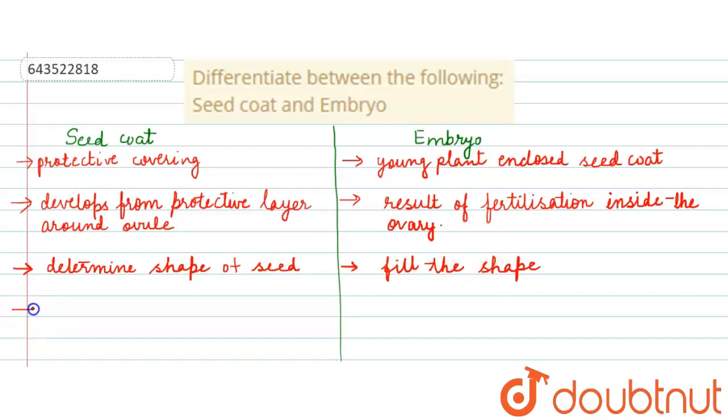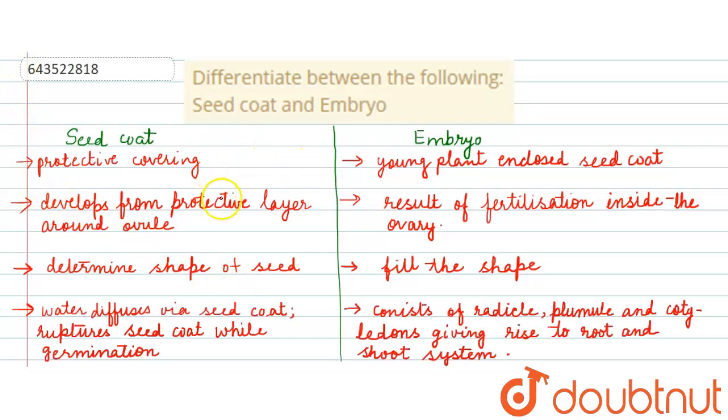Now let's proceed to the fourth point of difference, that says that water diffused through the seed coat into embryo causes swelling of seed and rupturing of seed coat while germination, whereas in embryo we will write it consists of radicle, plumule and cotyledon, which give rise to root and shoot system of the plant.